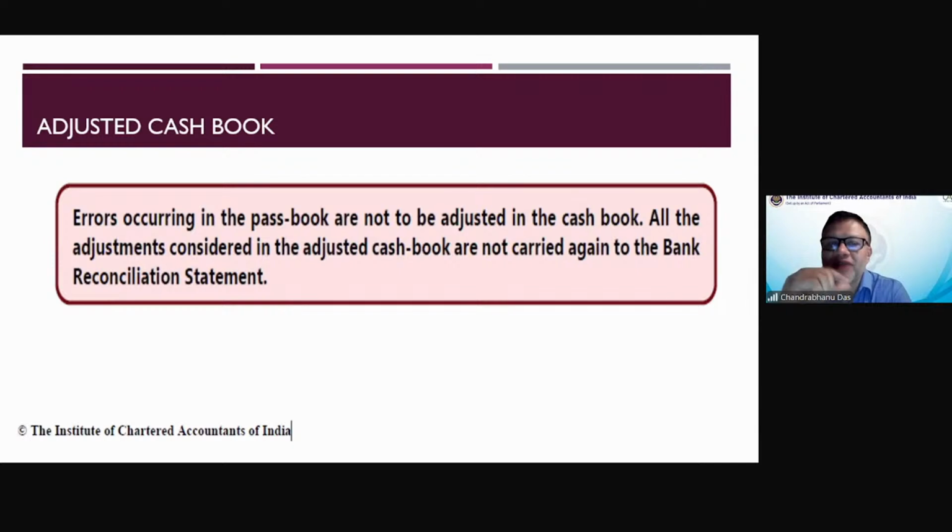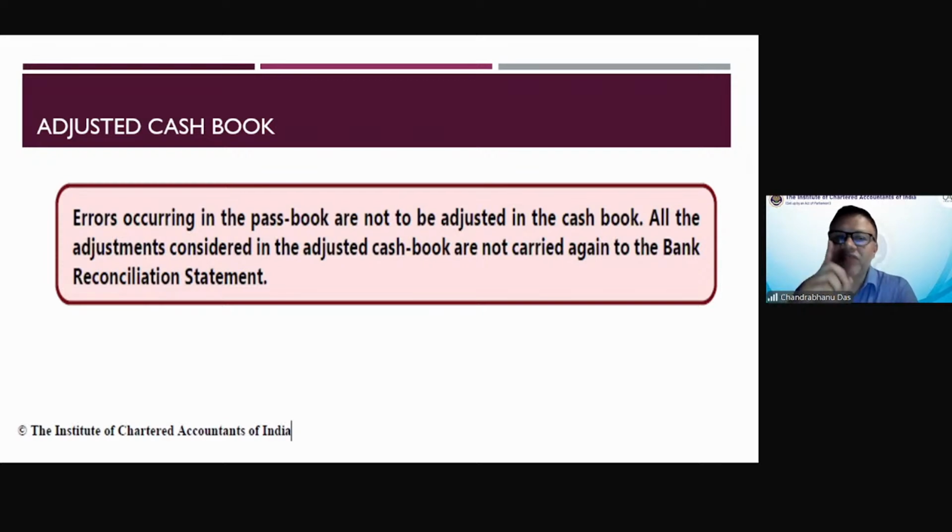So why can we not adjust the errors in the passbook? Because they are made by the bank side. We can show that this is the error, but we are not going to adjust it directly into the adjusted cash book. During the reconciliation, we are reflecting that error. This has happened in the passbook, but we are not directly adjusting it in the cash book.